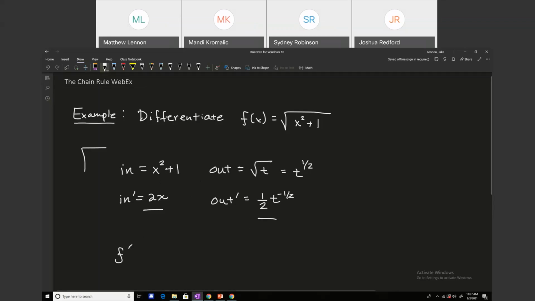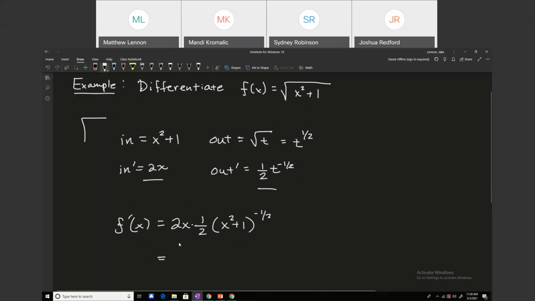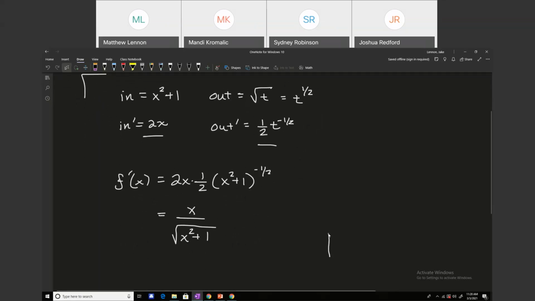So t is a placeholder for the original inside variable. So my f prime of x here would be 2x times 1/2, and then change t into x squared plus 1 in parentheses to the negative 1/2. So again, this simplifies. The 2's will cancel. So we could think of this as x divided by the square root of x squared plus 1. And that would be my derivative. So remember, the negative 1/2 power, 1/2 is the square root, and then the negative means it's essentially on the bottom of the fraction. So x over the square root of x squared plus 1.